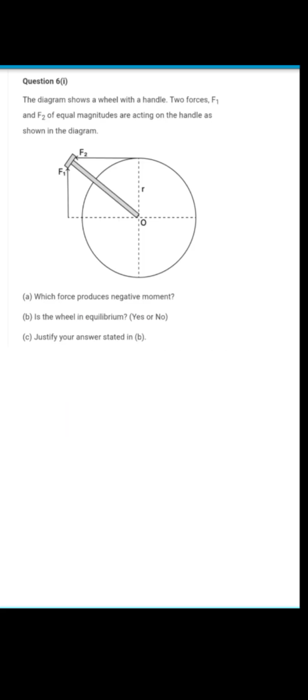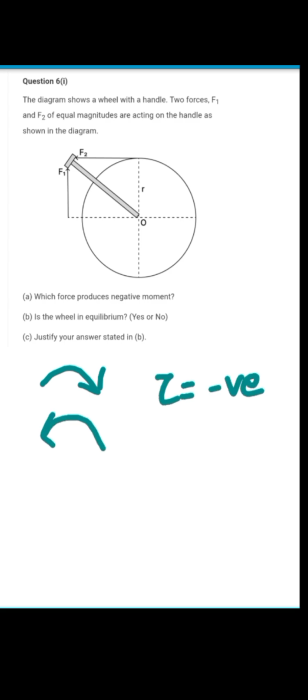Next, moving on to question number 6. The diagram below shows a wheel with a handle. Two forces F1 and F2 of equal magnitudes are acting on the handle as shown in the diagram. Which force will produce the negative moment? As you know, whenever the force applied on a body for rotational motion rotates the object in the clockwise direction, then the moment is taken to be negative. So if the motion of the object is in the clockwise direction, the moment will be negative, and if it is in the anti-clockwise direction, the moment will be positive.